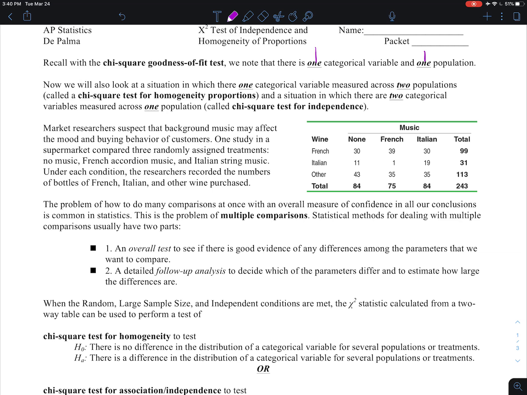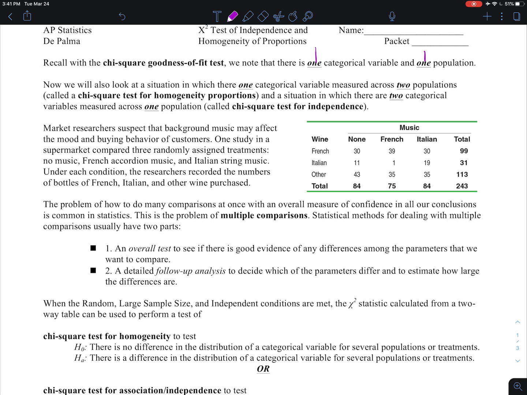The tests, the good news is, are ultimately the same. The only difference between the two is how the subjects are selected or randomly assigned to groups, and then that'll affect which test you're doing and the hypotheses and conclusion. But the work's going to be the same for each test. The expected counts will be the same, all that kind of stuff.